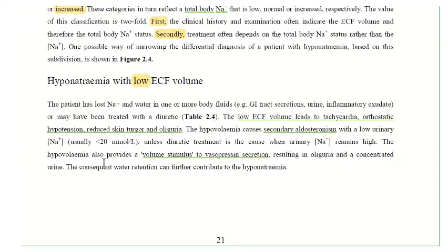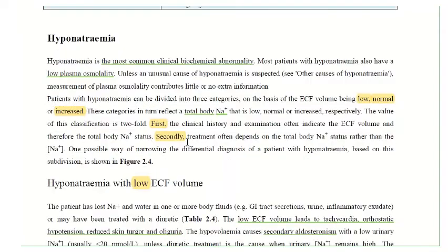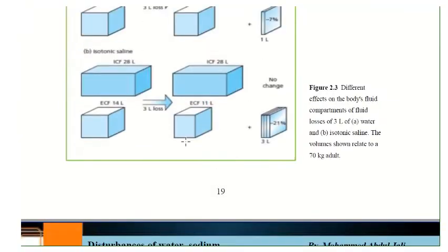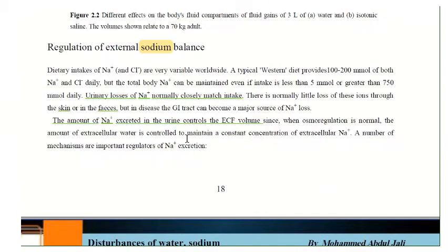The hypovolemia also provides a volume stimulus to vasopressin secretion. لا تذكرون هذا الفازوبرسين الهرمون. فالهايبوفوليميا هنا أيضا راح تسوي volume stimulus للفازوبرسين secretion لإفراز الفازوبرسين. وش راح يسوي هذا الفازوبرسين؟ قلنا resulting in oliguria and concentrated urine. ليش؟ لأنه هذا يأثر على امتصاص الماء من الكلى، لأن هو قلنا أنتي دايوريتيك هرمون، وإحنا أخذناه سابقا إذا تتذكرون الفازوبرسين.